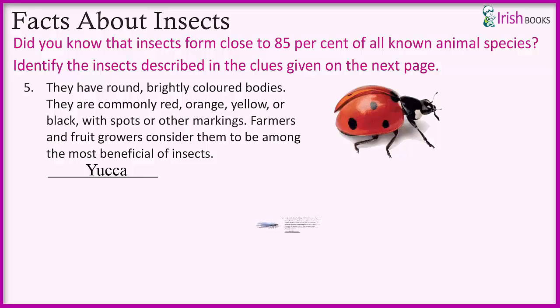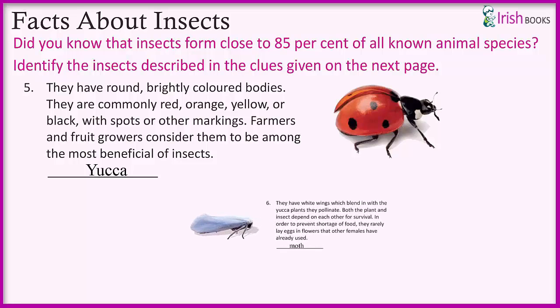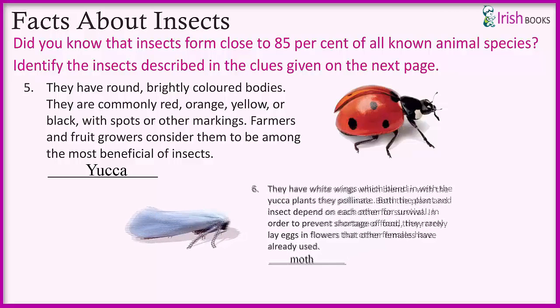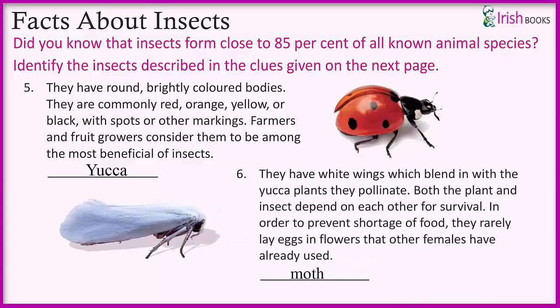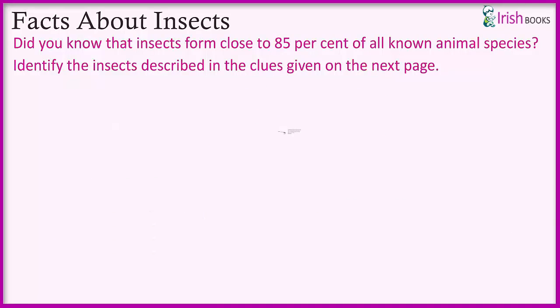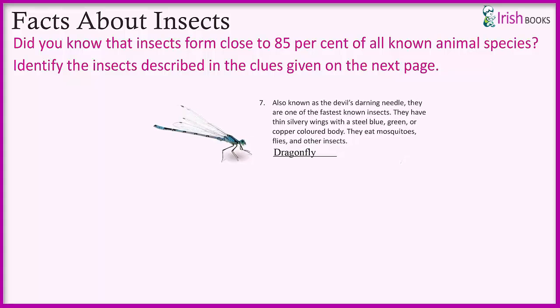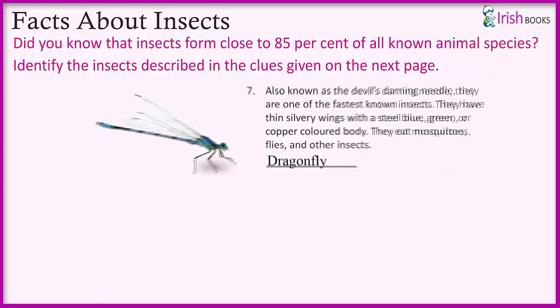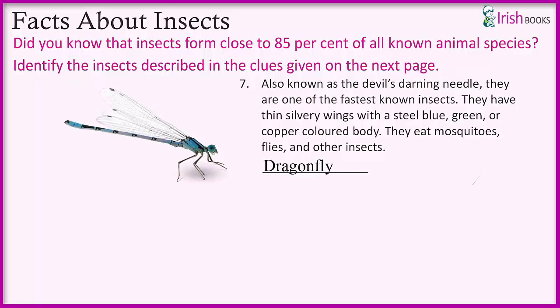6. They have white wings which blend in with the yucca plants they pollinate. Both the plant and insect depend on each other for survival. In order to prevent shortage of food, they rarely lay eggs in flowers that other females have already used. 7. Also known as the devil's darning needle, they are one of the fastest known insects. They have thin silvery wings with a steel blue, green or copper colored body. They eat mosquitoes, flies and other insects.